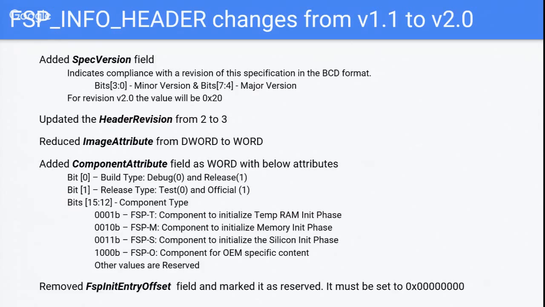And we also defined the component types. This is how you identify, if you split into 3 binaries, whether you are T, M, or S. And we also defined an O called OEM. So if you have some data you want to add to this and distribute it, it's a distribution mechanism also. Primarily FSP serves 2 purposes.